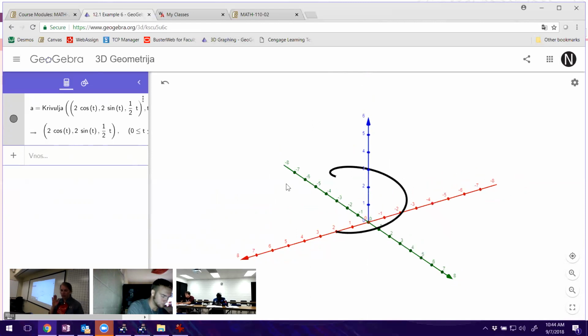Okay, let's go through and make these changes. So in A, it says we are going to have cosine of t minus 1.